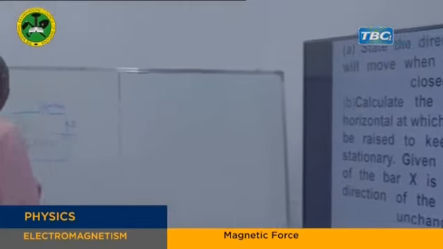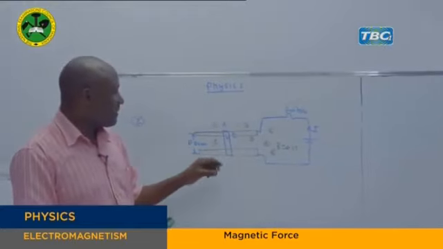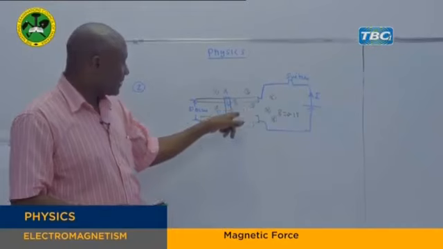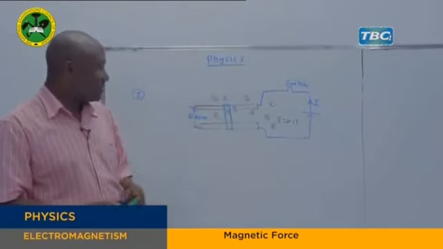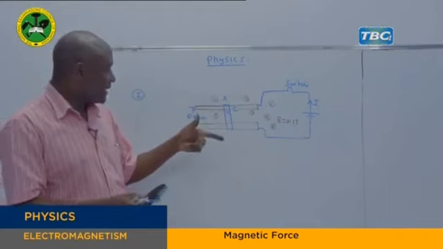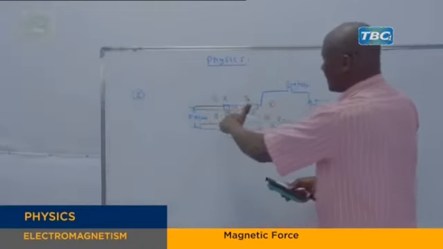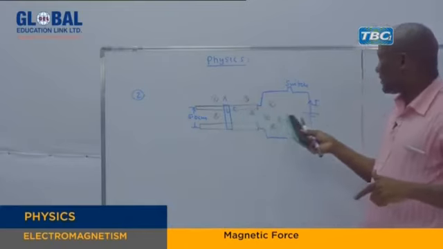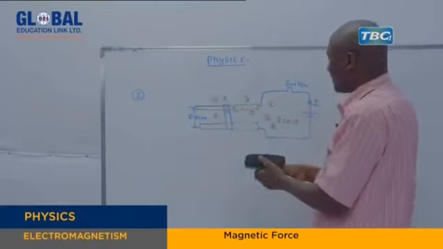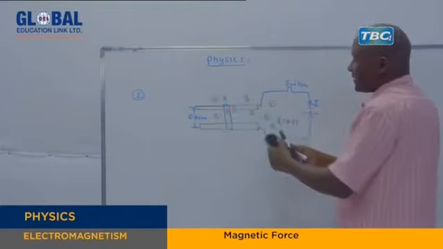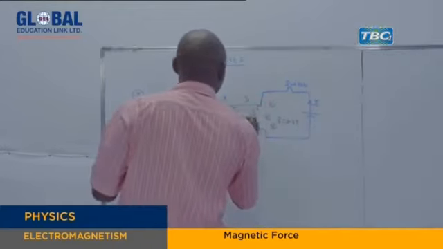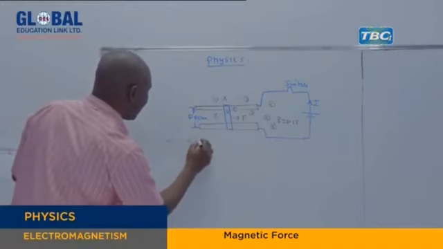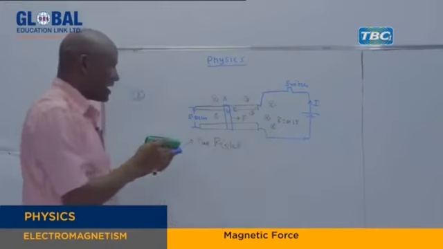When you close the switch, according to the principle that we have done with Fleming's left-hand rule, the current is known, how the current flows, and the magnetic field is pointing into the plane. You are supposed to find how this bar X will experience the force. Using Fleming's left-hand rule, the current is moving down and the magnetic field is pointing in. The second finger is the current, and the first finger points to the magnetic field, which is given as 0.1, pointing into the plane like that. The thumb points to the direction in which the force will act. So for part A, the force will be acting to the right, as shown in this diagram.